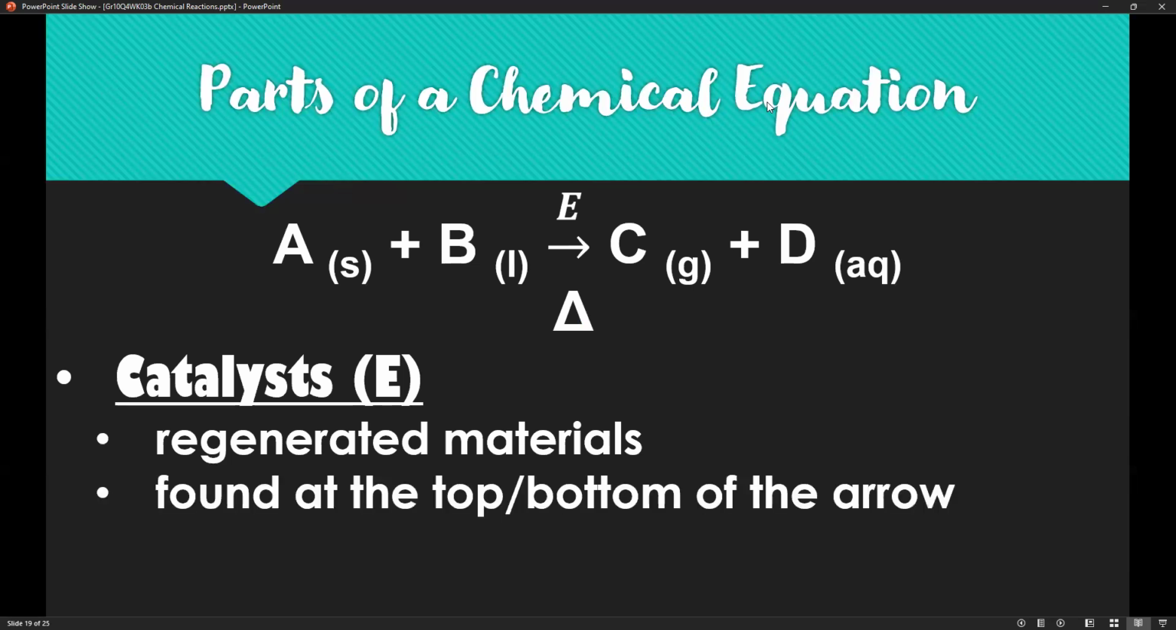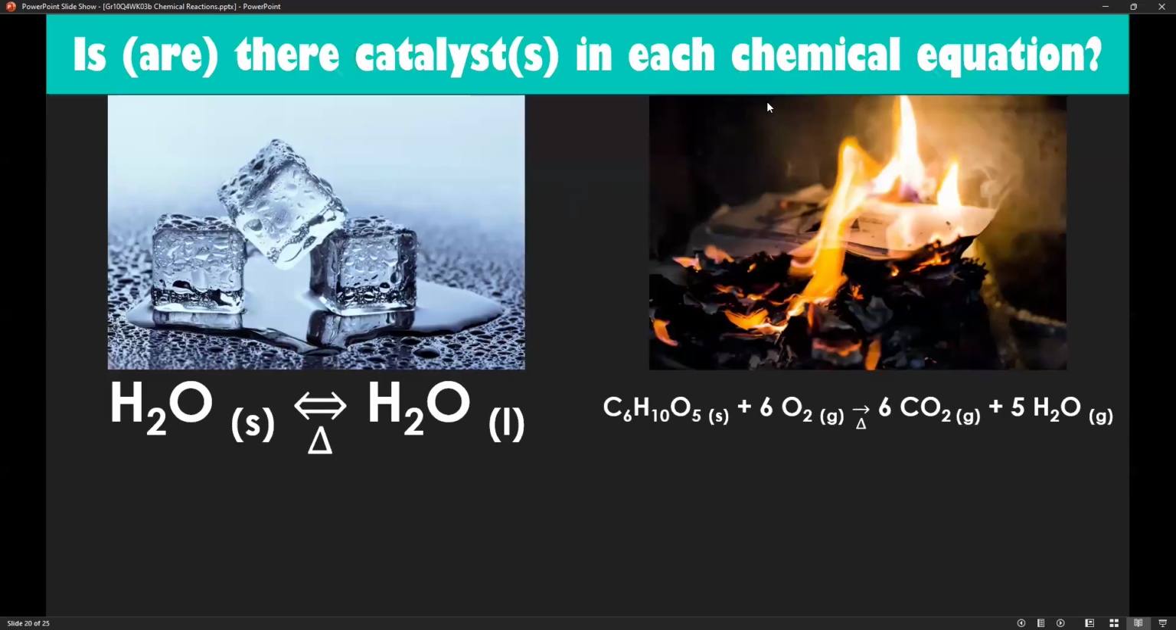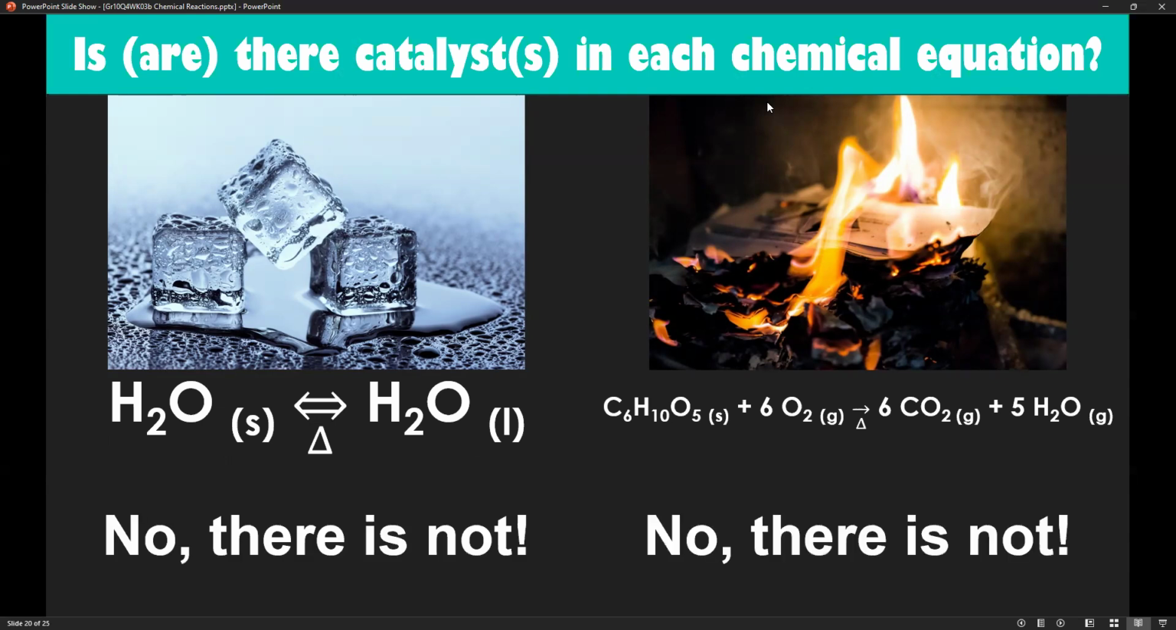And catalysts can be found either at the top or bottom of the arrow. Kung masyado nang masikip or crowded at the top of the arrow, you may also write the catalyst at the bottom of the arrow. And for both of our sample chemical reactions, wala po tayo catalyst na nakikita or ginagamit sa kanila.